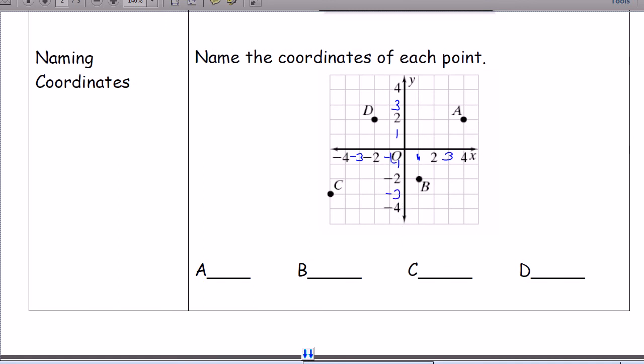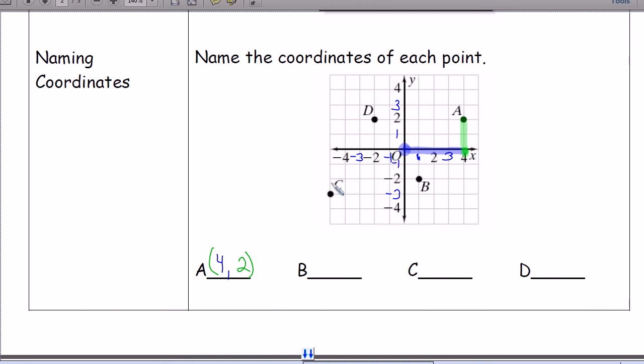So if we're looking for point A, that means we're going to start at the origin. We're going to start right here, and we're going to move 4 units to the right. So the first coordinate is going to be a +4 because we move to the right. And then we're going to be moving 2 units up to get to point A. So that's also a positive number, which means my Y coordinate is going to be a +2. And those are the coordinates for point A.